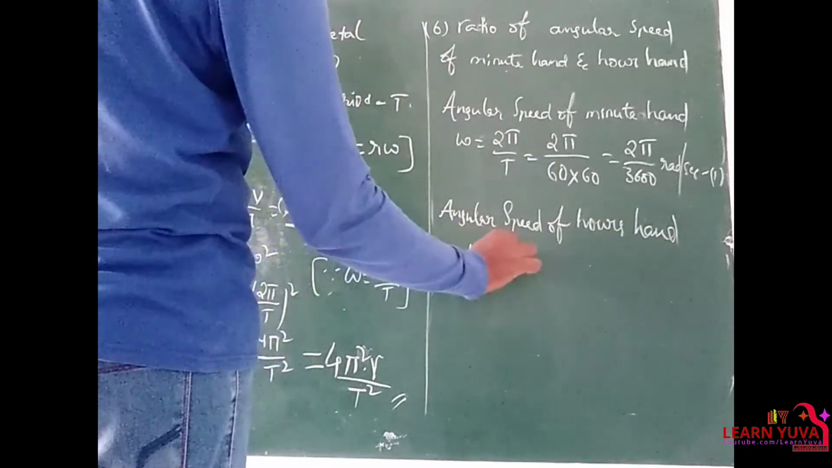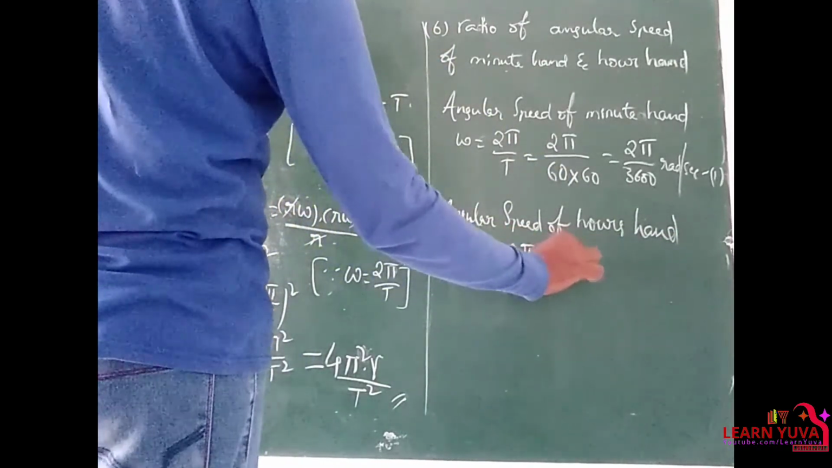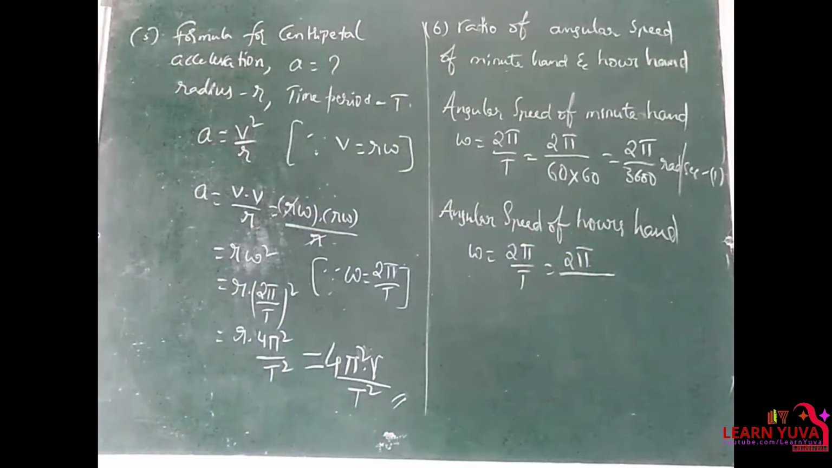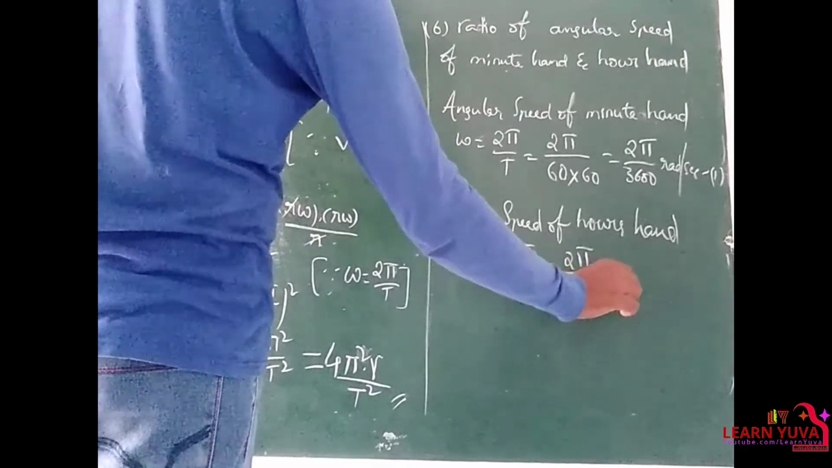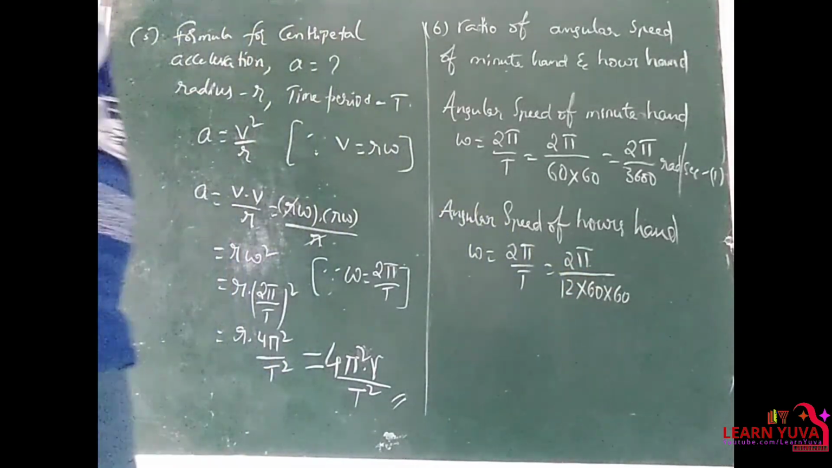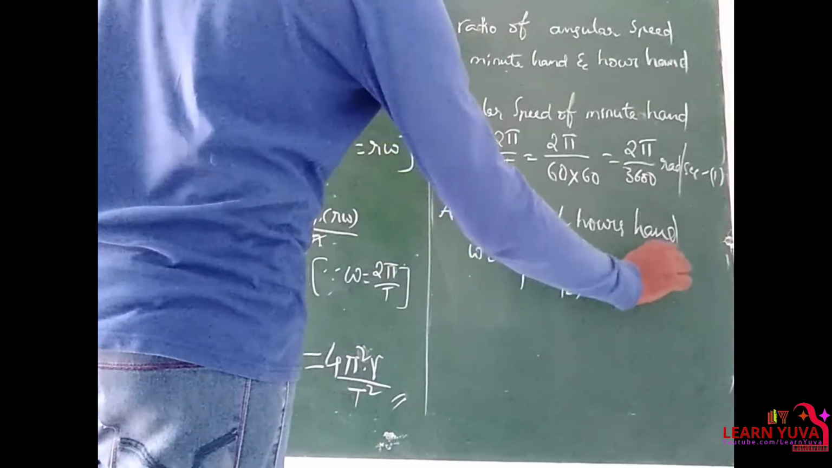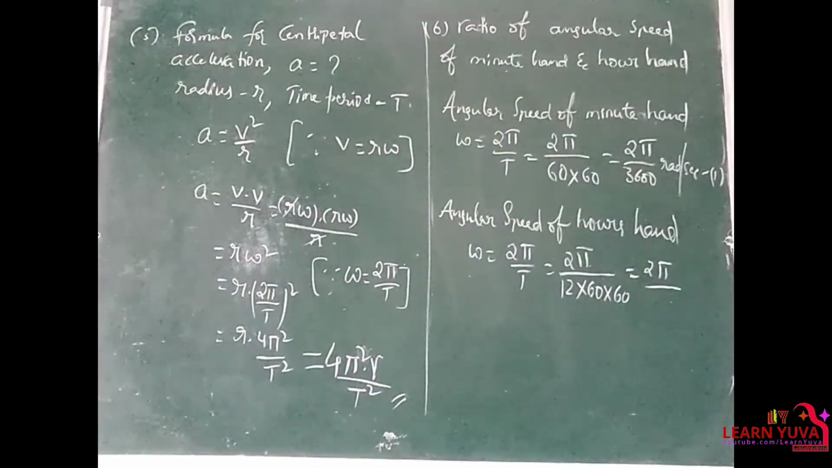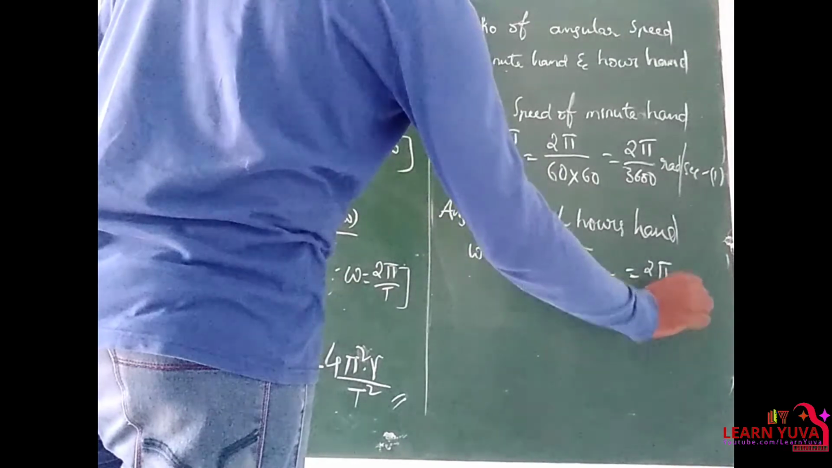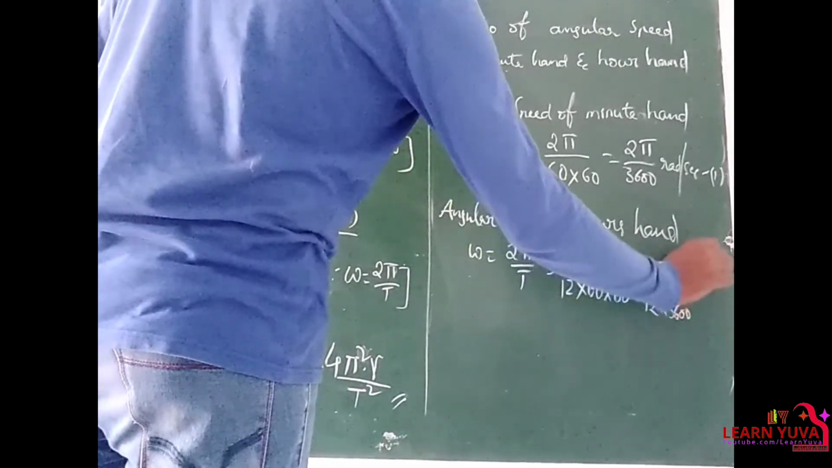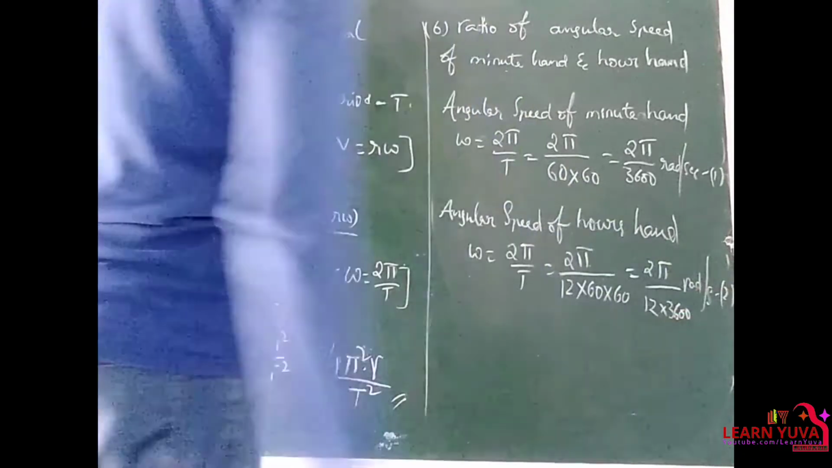Omega is equal to the same formula, 2 pi by T. To complete one revolution for our fan, it took 12 hours. So 12 hours into 60 minutes into 60 seconds. That is equal to 2 pi by 12 into 60 into 60, so we can write simply 2 pi by 12 into 3600 radians per second. And mark it as 2.